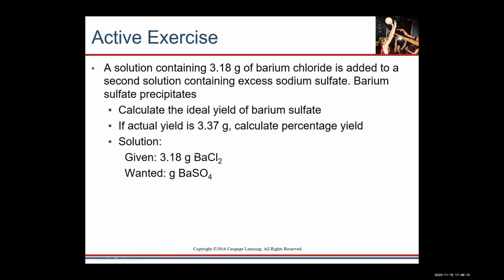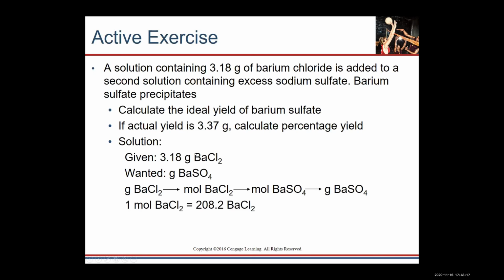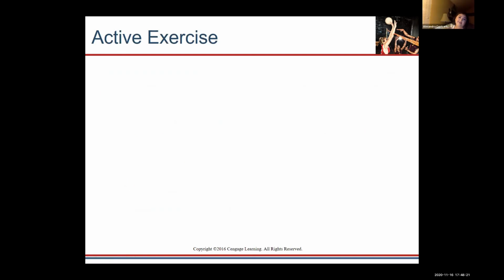Wait, this was on the test? Like this exam? Exam 3? Yeah, it is. I don't know. Stoichiometry is on the test. Percent yield, I'm pretty sure, isn't on the test.